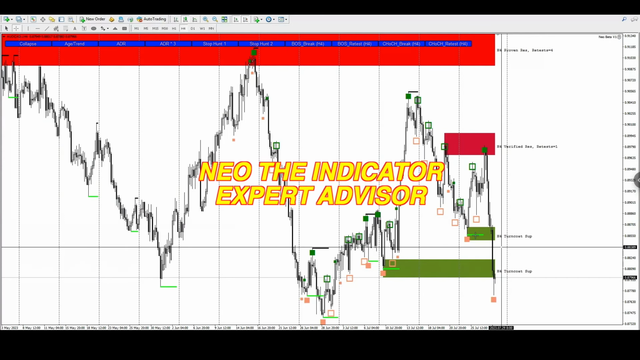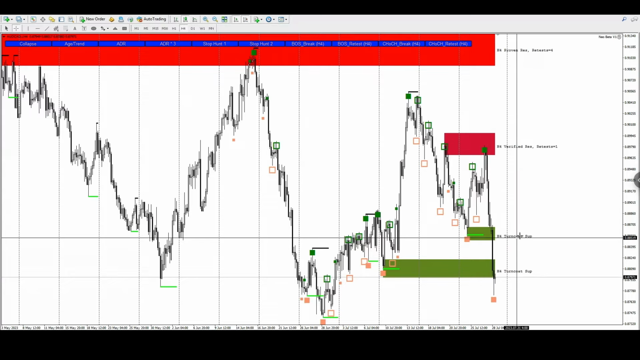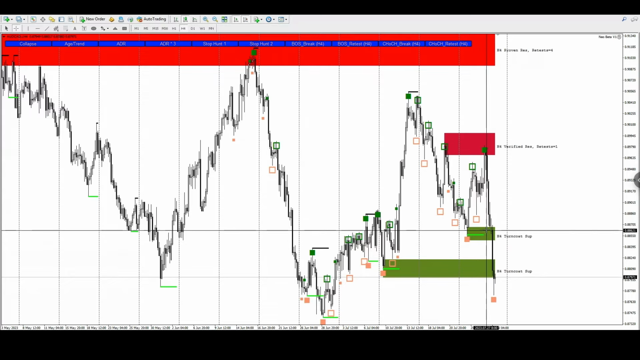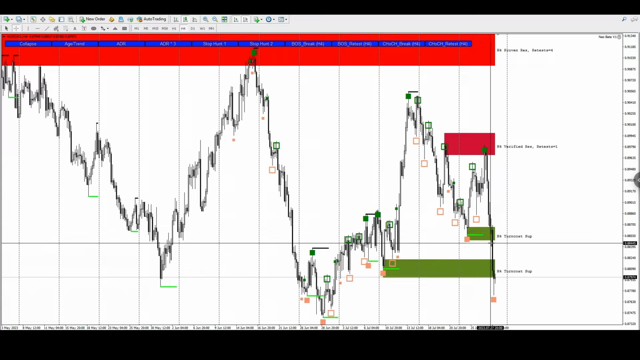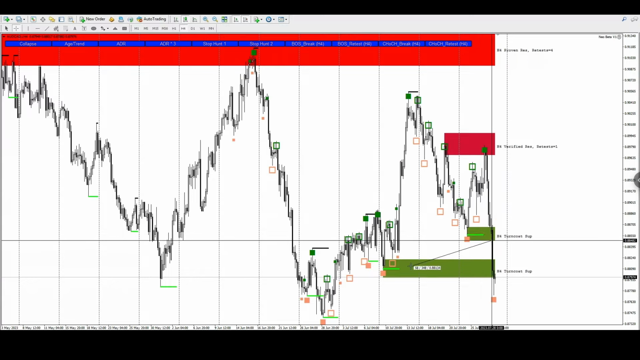And with that, all you had to do is simply put a pending order here on this box as soon as it turned to a turncoat level, and then you would have had your stop loss above this box, and you was looking for a take profit down towards this liquidity here, or of course down towards this liquidity here.